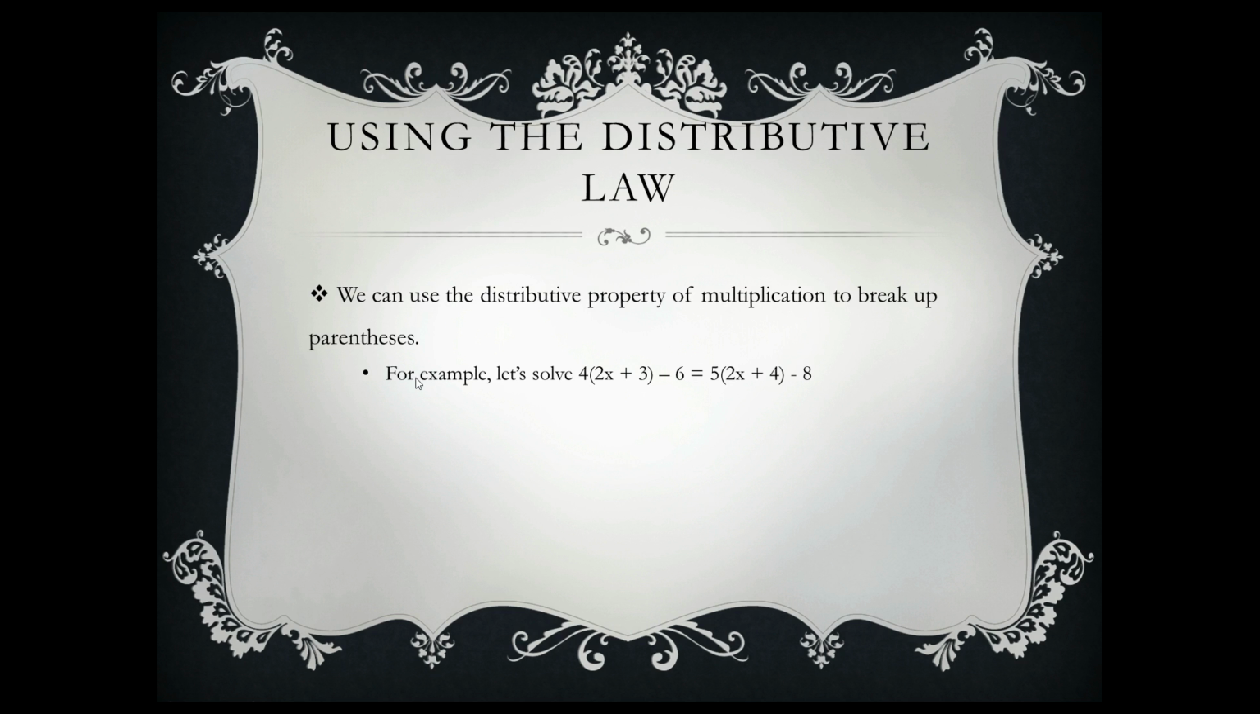So we can use the distributive property of multiplication to break up parentheses. So let's solve 4 times (2x plus 3) minus 6, and that's equal to 5 times (2x plus 4) minus 8. So let's break up these parentheses. Using the distributive property, we get 8x plus 12 minus 6 is equal to 5 times (2x plus 4), which is 10x plus 20 minus 8.